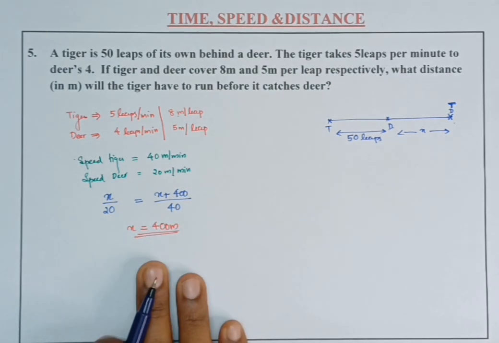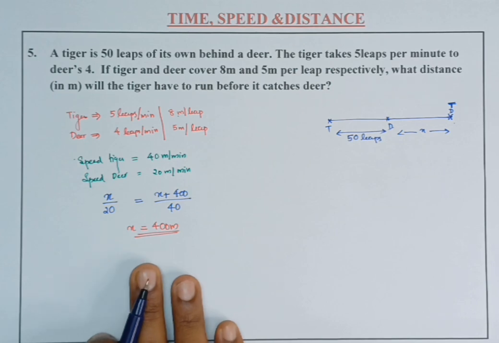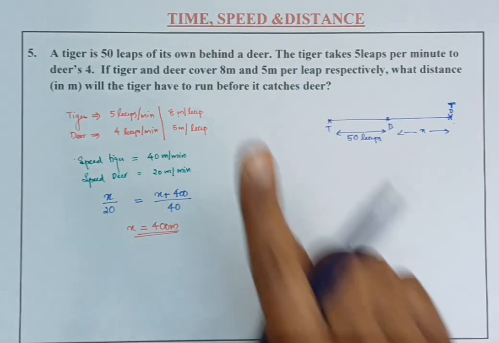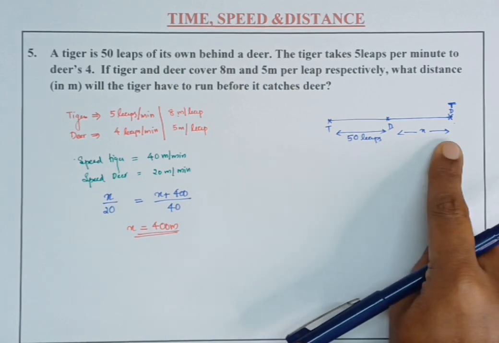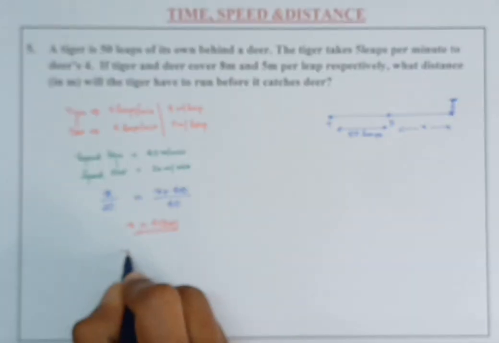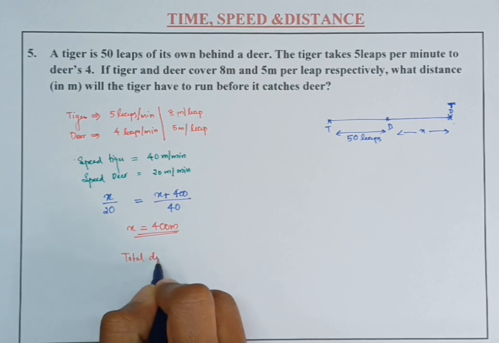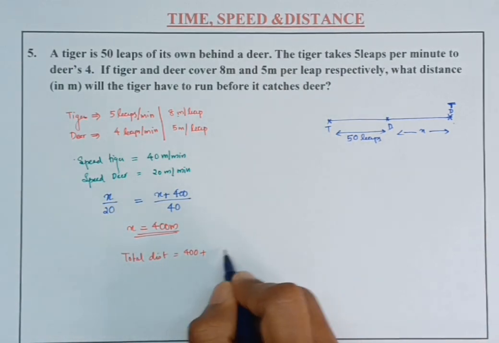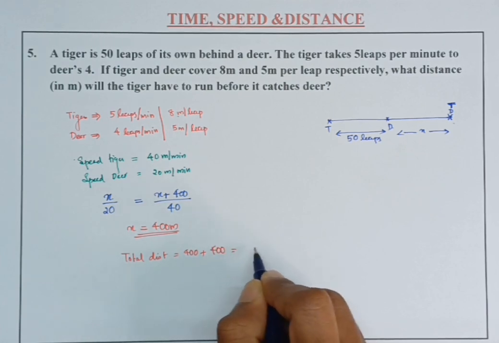and this is not the answer. This will be one among the choices but you will not be taking that. The total distance covered by tiger is this x, that is 400, plus this 50 leaps distance. The total distance will be 400 plus 50 leaps, that is 400, that is equal to 800 meter.